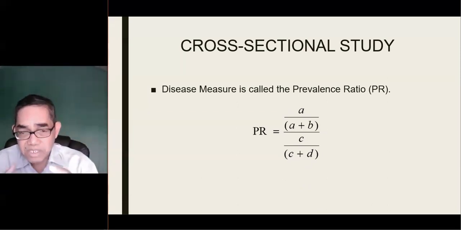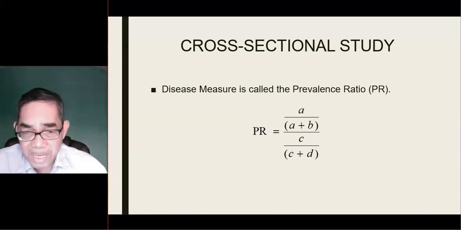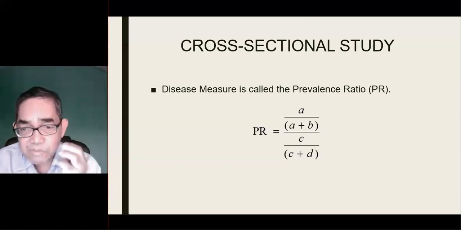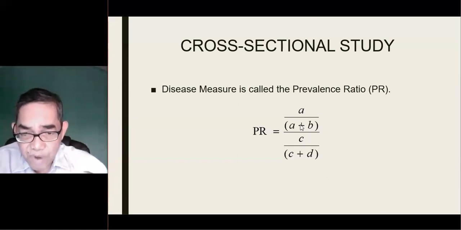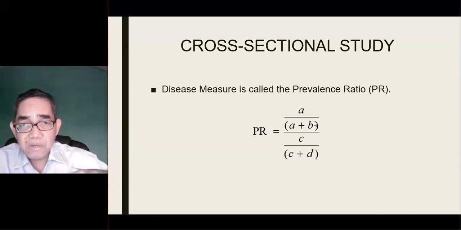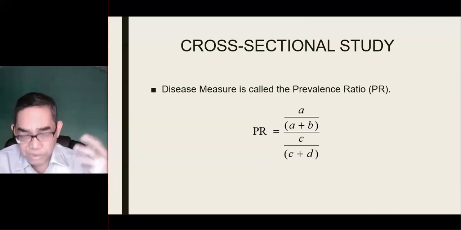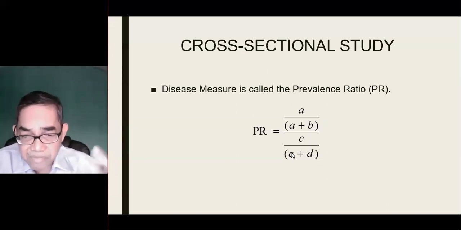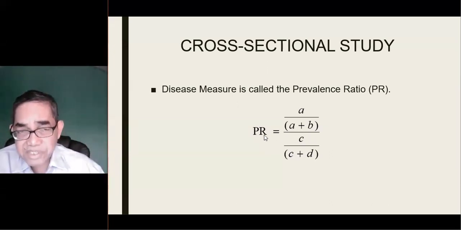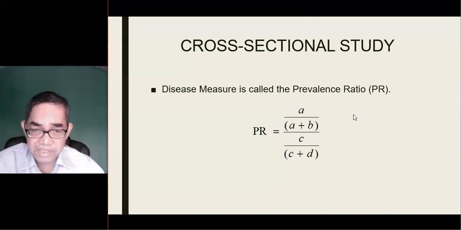And if the prevalence ratio is less than 1, then we can say that the exposure variable is protective of the disease. So if you are exposed, you're less likely to have the disease than if you are not exposed. So the prevalence ratio is less than 1. The exposure variable is protective of the disease.